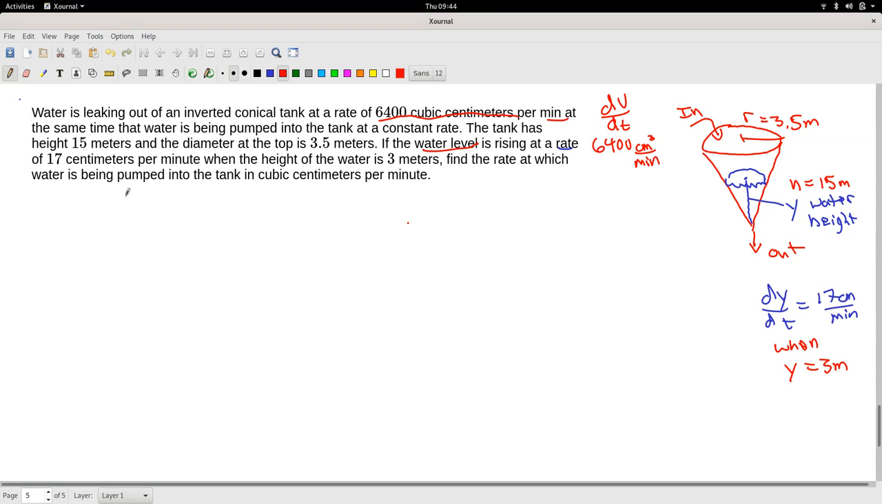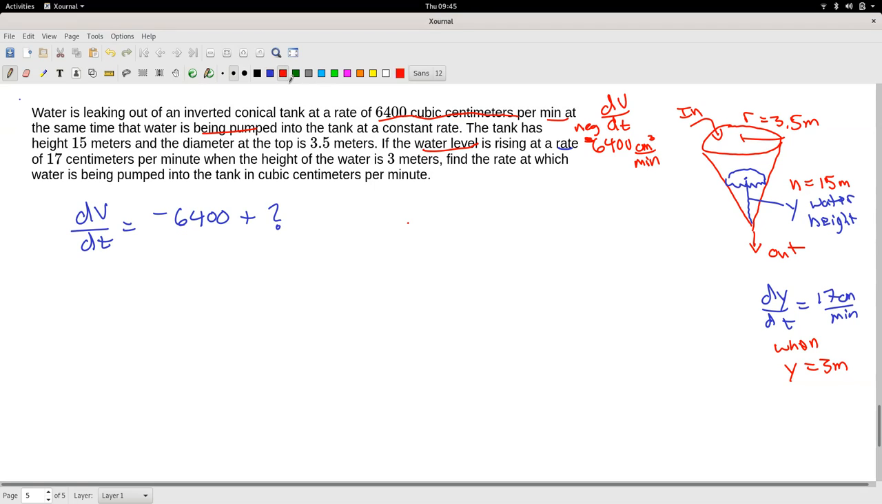Find the rate at which the water is being pumped into the tank. Oh, right, so this right here, water is leaking out. So that is a negative because it's leaking out. And then water is also being pumped in. So dV dt is actually a combination here. So dV dt, we've got the leak negative 6,400 plus some missing amount. I'm gonna call question mark. So that's dV dt. All right, so now we need a relationship between these things.